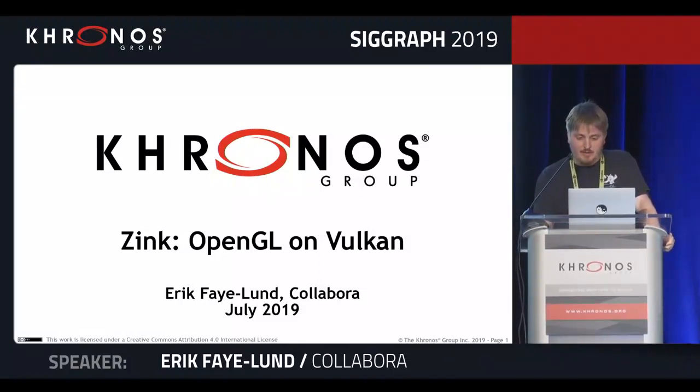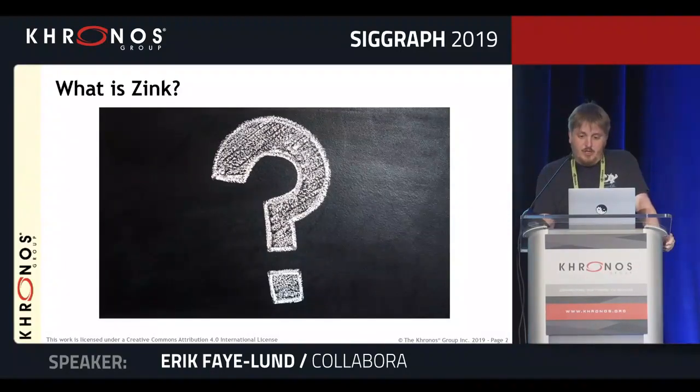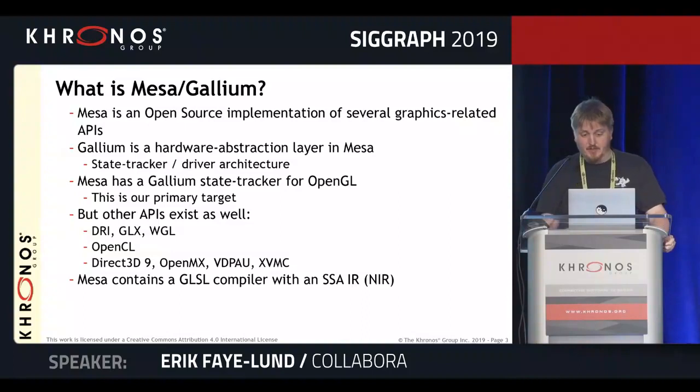I work at Collabora, and I'm here to talk about Zink, which is an implementation of OpenGL on top of Vulkan. So first, I'm going to look at what Zink is, and to talk about what Zink is, I first need to talk about what Mesa and Gallium is. Mesa is an open source implementation of several different graphics APIs. And Gallium is a hardware abstraction layer inside of Mesa.